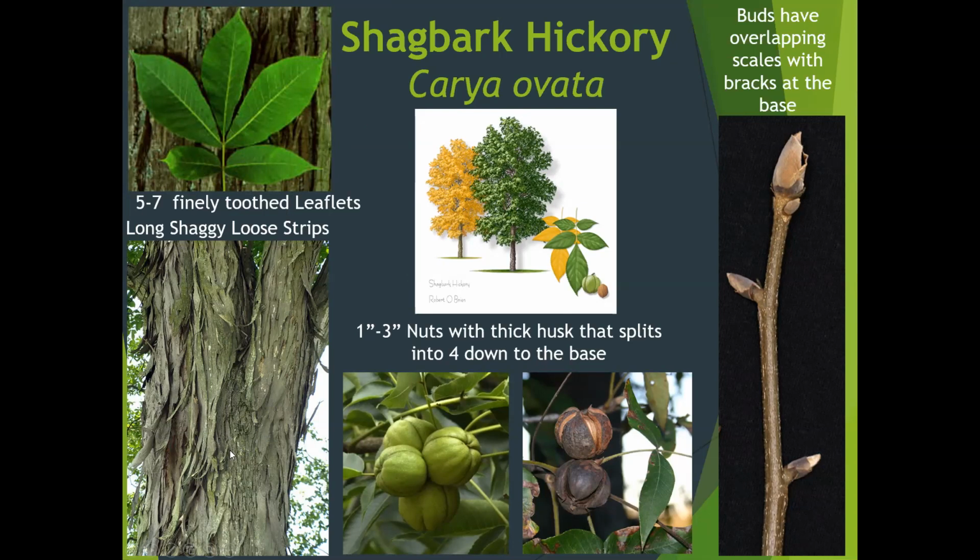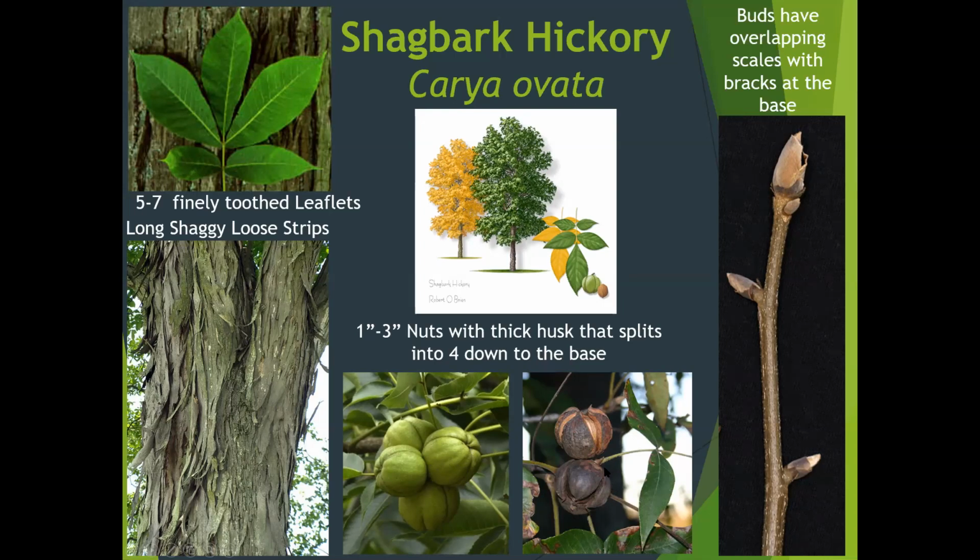Their nuts are in capsules and they're 1 to 2 inches in size, and they have these thick husks that actually split into 4 down the base. In the young nuts, they look almost like a pumpkin, but as they develop, they start to brown and get harder and they split. So when they hit the ground, the nut is exposed out of the husk, and it makes it easier for the seed to germinate.